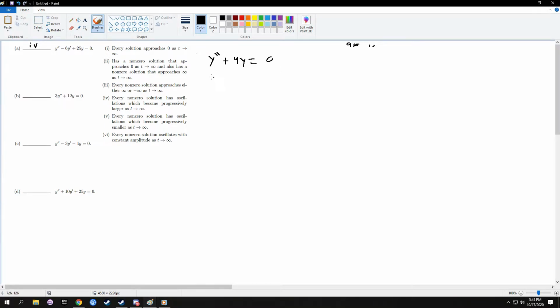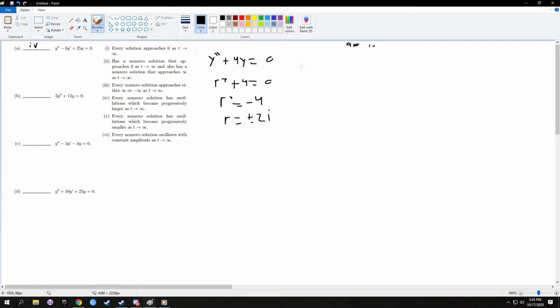And then I'm going to change this into r squared plus 4 equals 0. And I'm going to do r squared equals negative 4. That means r must equal plus or minus 2i. Okay, now I have that. So what I want to do is the same thing as before.